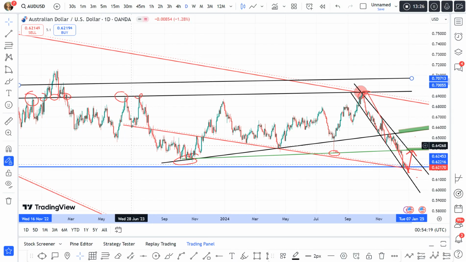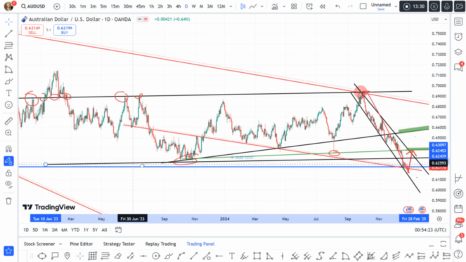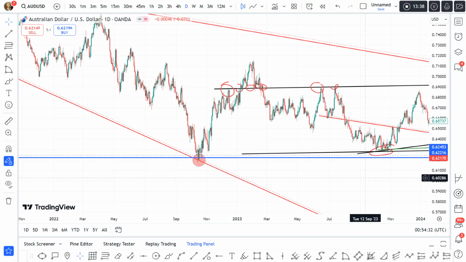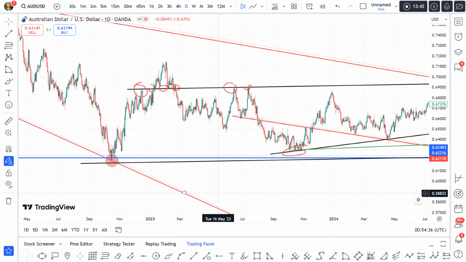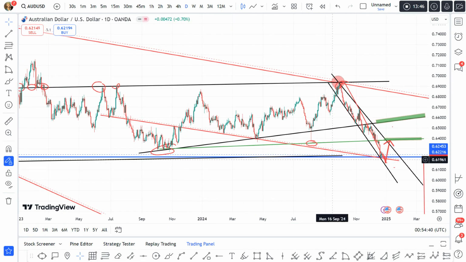And let's see if we can bring that structure. Let's see if price already broke structure. This is the most current low we had. It's already broken. So AUD will continue to drop.